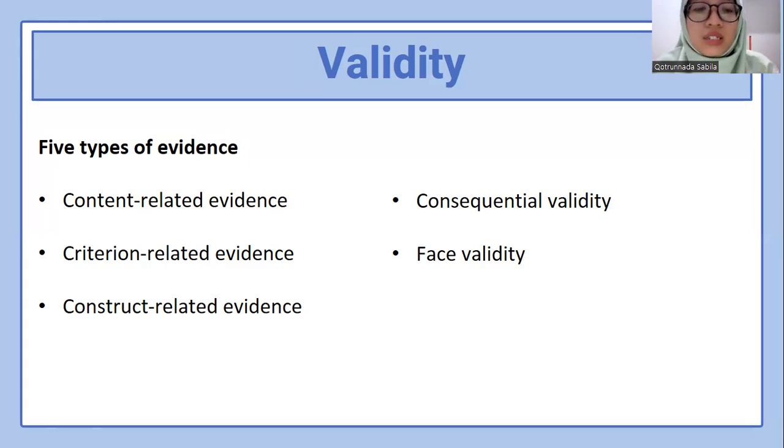Face validity refers to the degree to which a test looks right and appears to measure the knowledge or abilities it claims to measure, based on the subjective judgment of the examinees who take it, the administrative personnel who decide on its use, and other psychometrically unsophisticated observers.